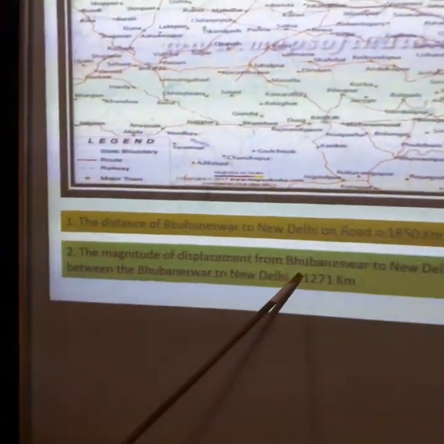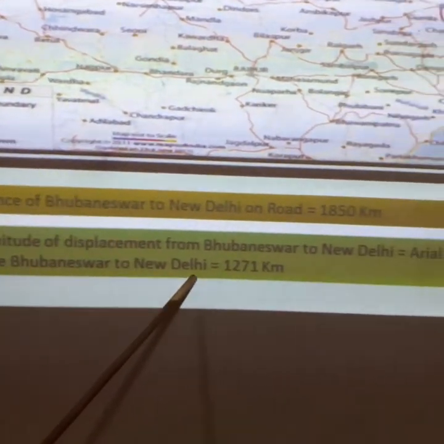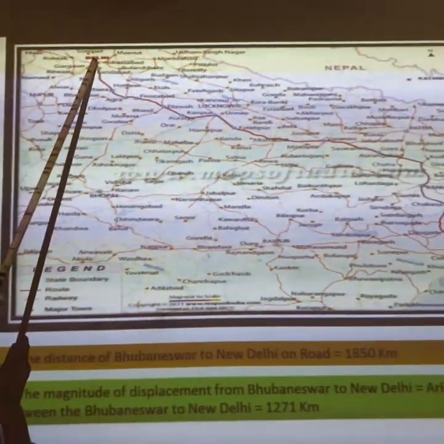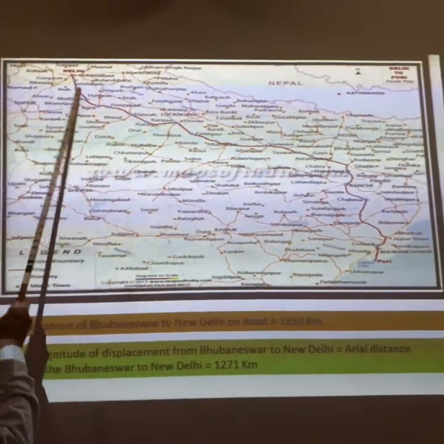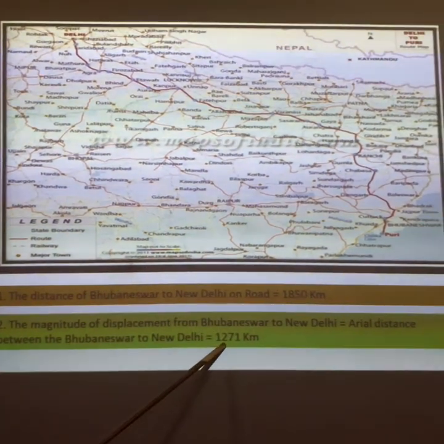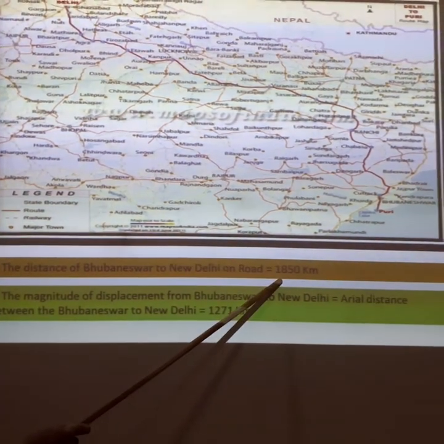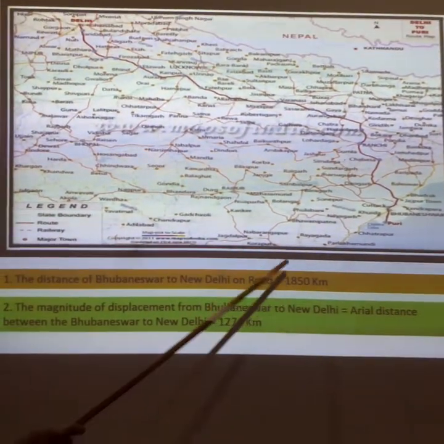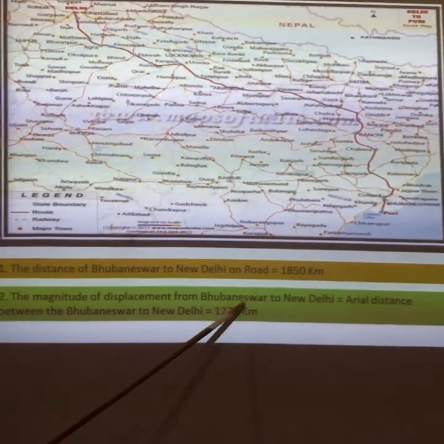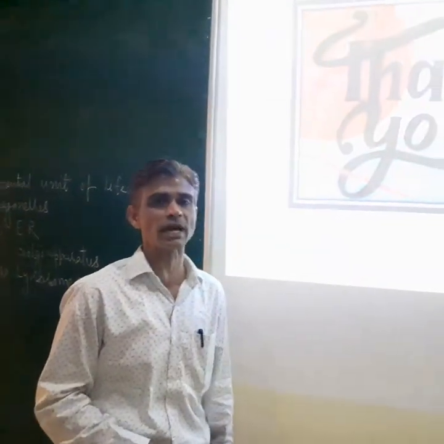So the magnitude of displacement from Bhubaneswar to New Delhi is the aerial distance between Bhubaneswar and New Delhi, that is the direct distance, the length of this straight line converted by the scale of the map, which comes out to be 1271 kilometer. So you observe that this is the distance covered, shown by the odometer, and this is the magnitude of the displacement. Both are different. So this was activity 8.4. Thank you. I hope that you have understood these two activities.